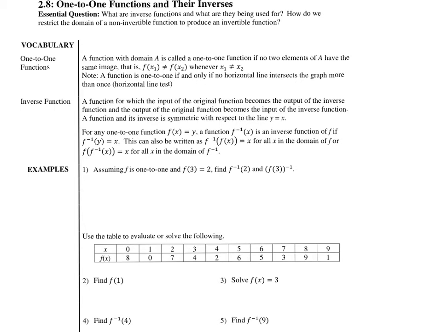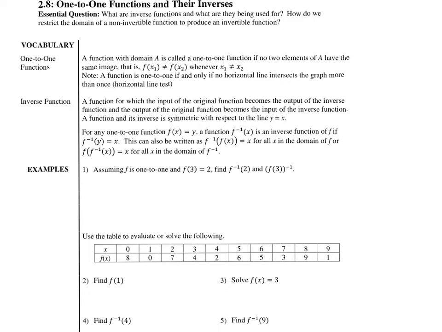All right, so today what we're going to talk about is one-to-one functions and their inverses. A couple of definitions here. First of all, a one-to-one function is one where no two elements have the same image. That is, there are no two x values that have the same y value.